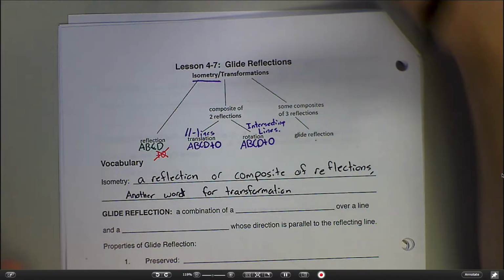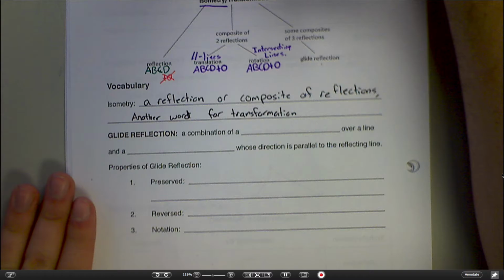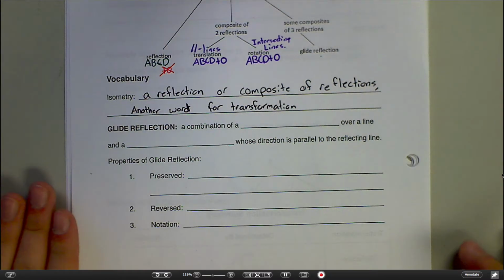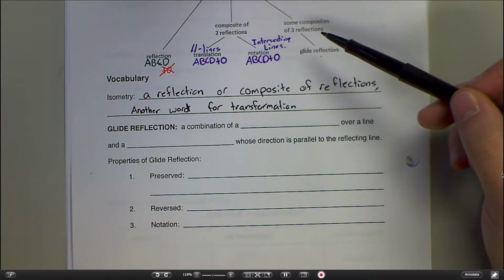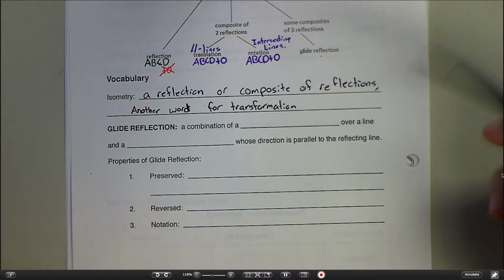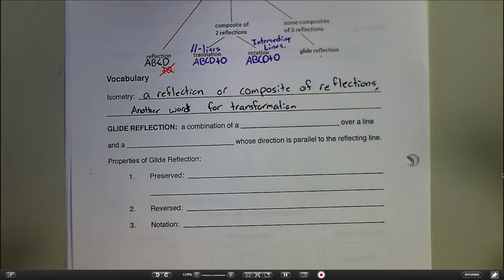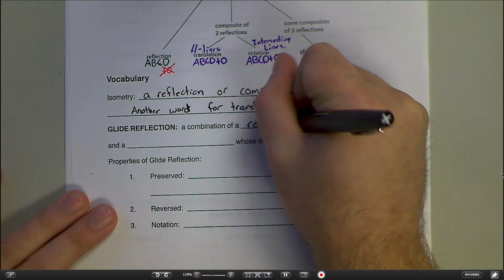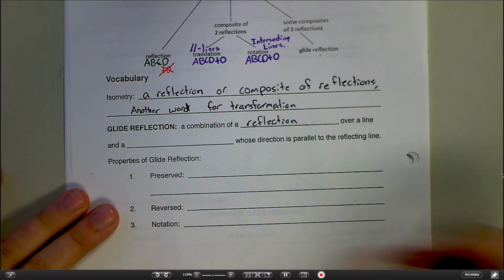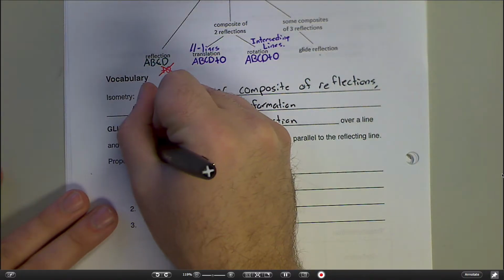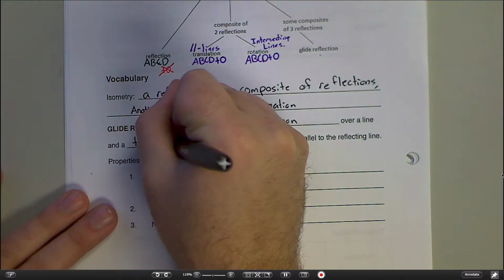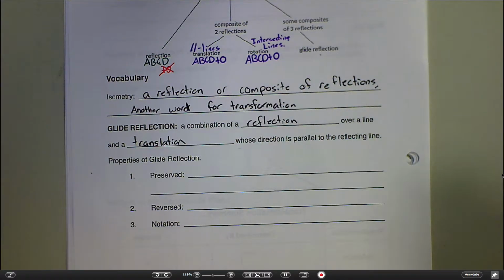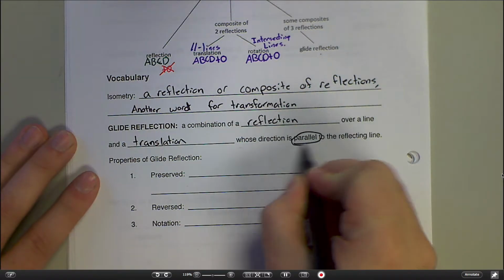Okay. So let's go ahead and shift down here a little bit. Let's talk about a glide reflection. So with a glide reflection, we looked at the top here. We already know now that it's using at least three reflections, but it's a very specific way that we have to use those three. And so for a glide reflection, we have to have the combination of a reflection over a line and then also a translation whose direction is parallel to the line of reflection.